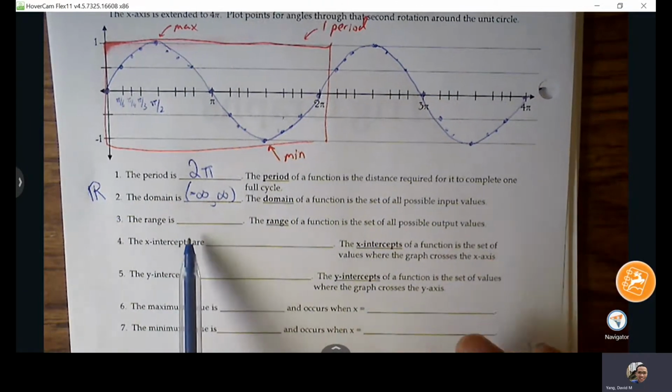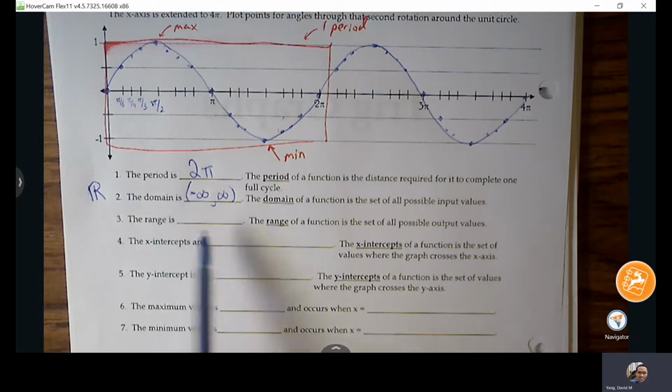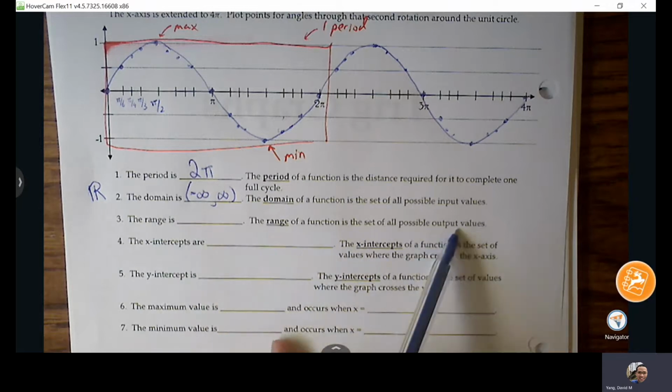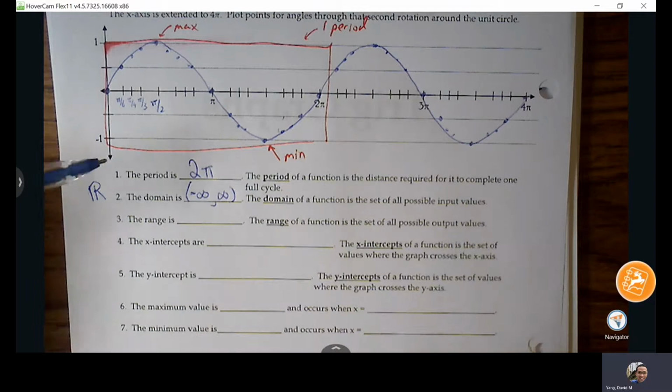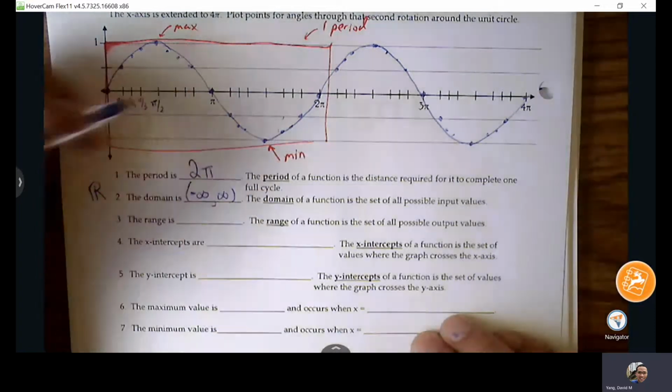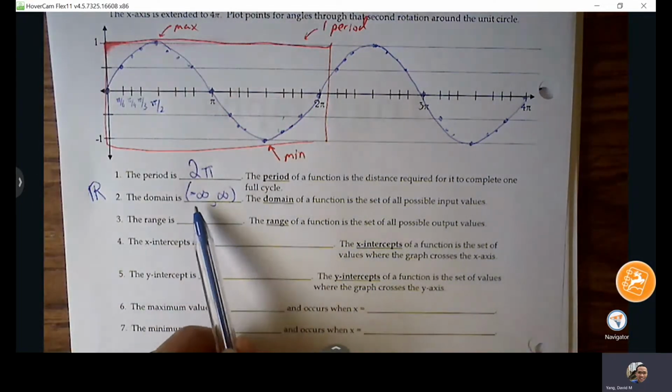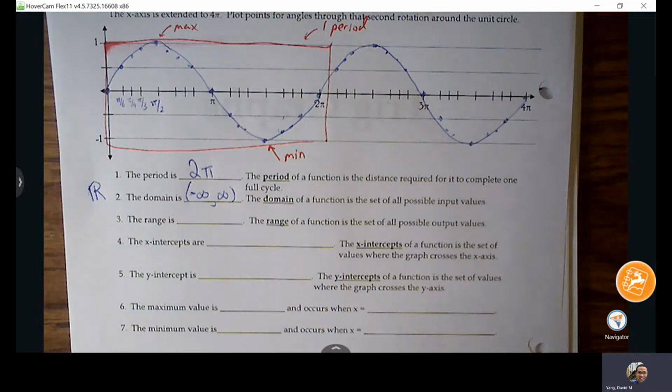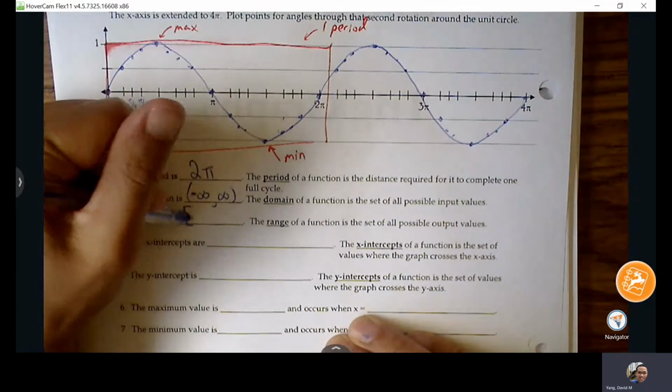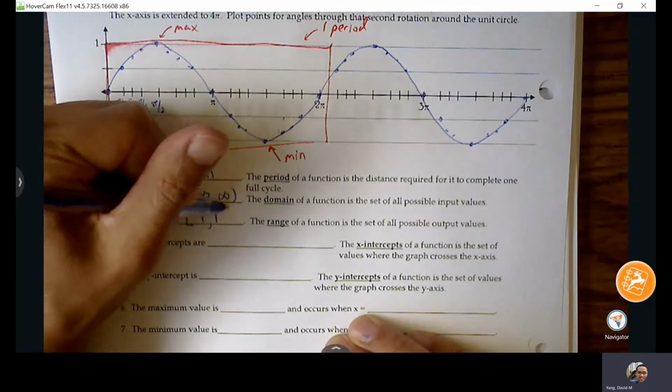And then next is the range. The range is the set of all possible output values. So you want to explore the lowest to the highest y value, which is what? Lowest is -1, highest is +1. The difference is that now we have to use brackets because we're actually going to reach those values. So we say bracket from -1 to 1.